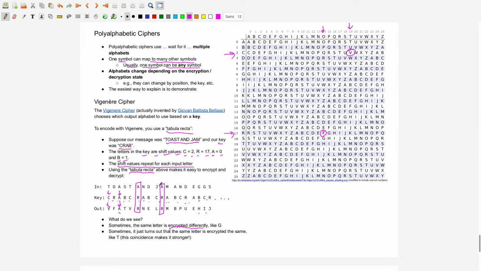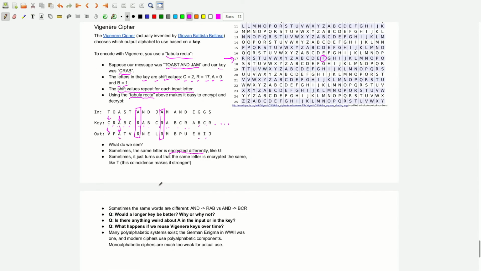Now, let's talk about weaknesses. Would a longer key be better? Why or why not? Well, a longer key would be better, because the longer the key, the less frequently we're going to have repetitions. So I'm going to type this out here: longer key, less frequent repetition of substitution.